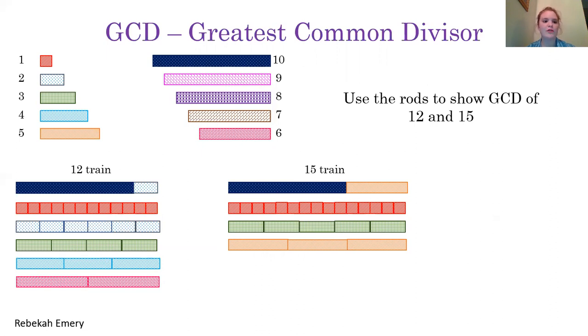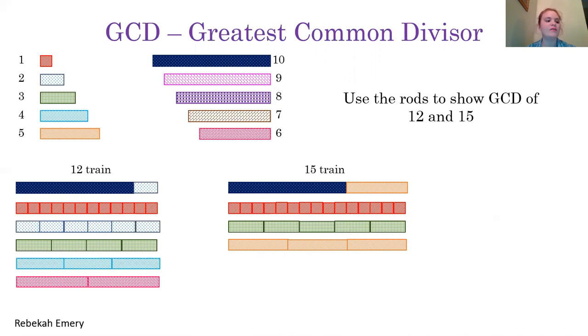Let's picture the use of rods that are equivalent to numbers 1 through 10. We are going to compare 2 trains of rods, a train of 12 and a train of 15. Next, we line up all the rods that will evenly measure each train. We see that the 12 train can be evenly measured by 1s, 2s, 3s, 4s, and 6s. The 15 train can be evenly measured by the 1s, 3s, and 5s.